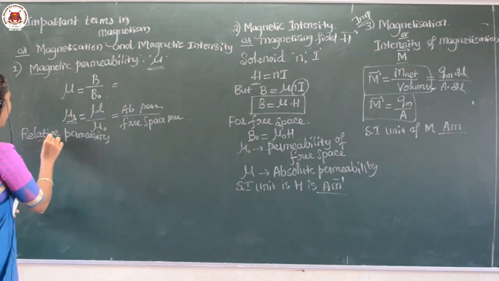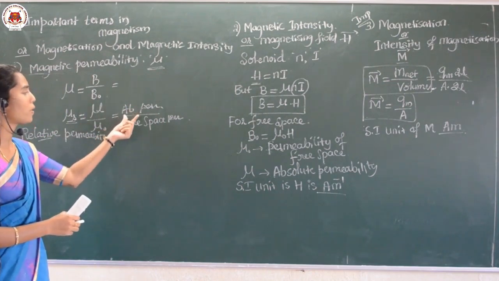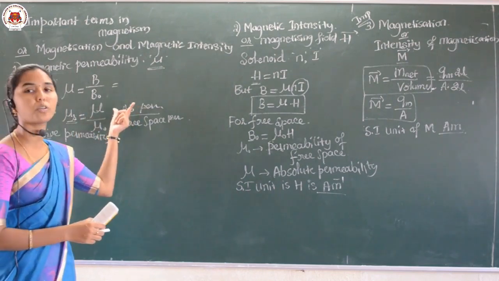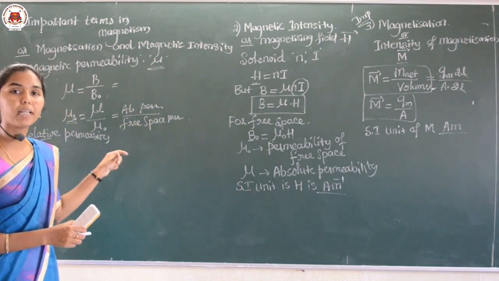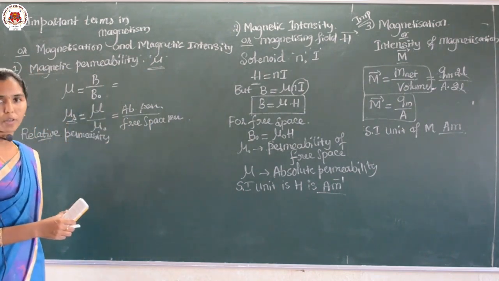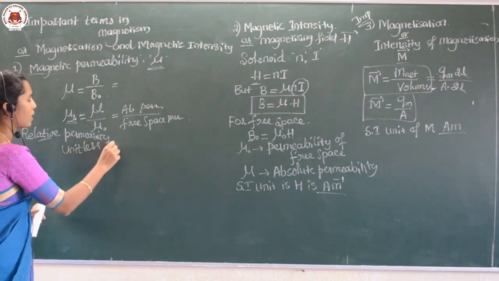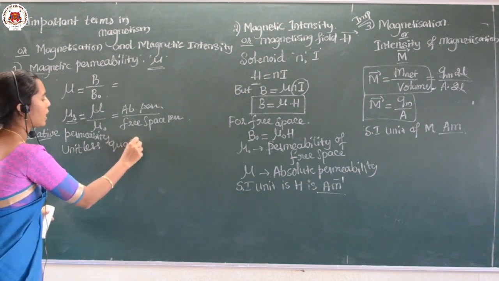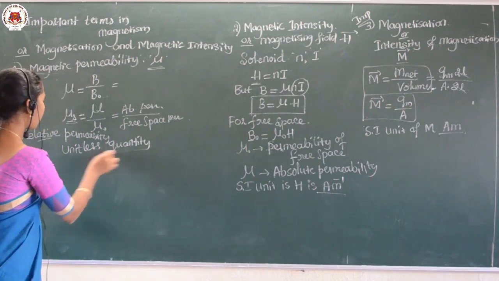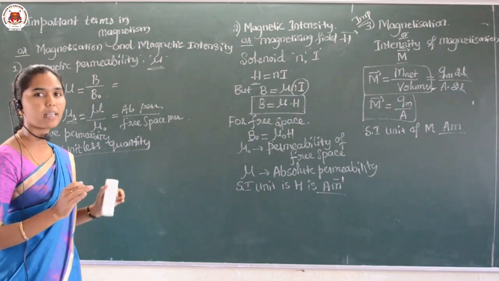Then what is mu r? Relative permeability is the ratio of absolute permeability to the permeability in free space. That is mu r is equal to mu upon mu naught. And remember, this is a unitless quantity. That means, when you are taking the ratio of the same quantity, there is no SI unit. Therefore, there is no dimension also, and it is a unitless quantity. Am I clear, dear students?